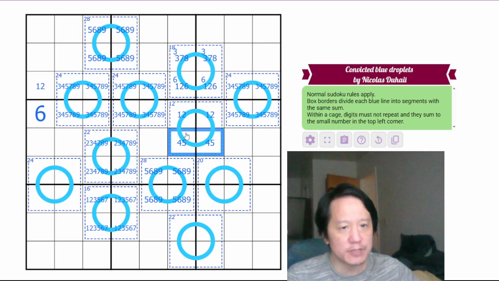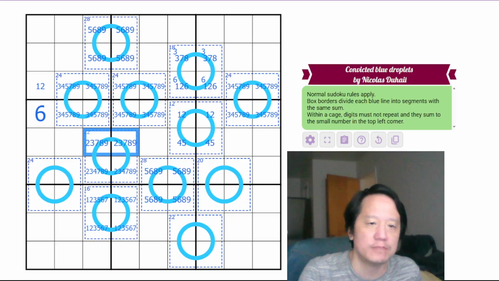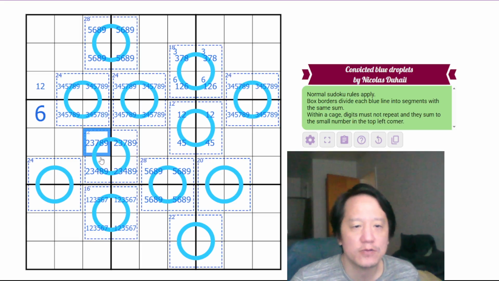This is 4, 5 as a pair, which eliminates 4, 5 in the rest of the row. So this cannot be 4 here, which means this can't be 7 here to add up to 11 with that.